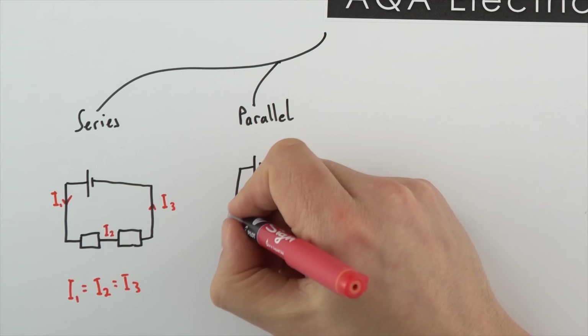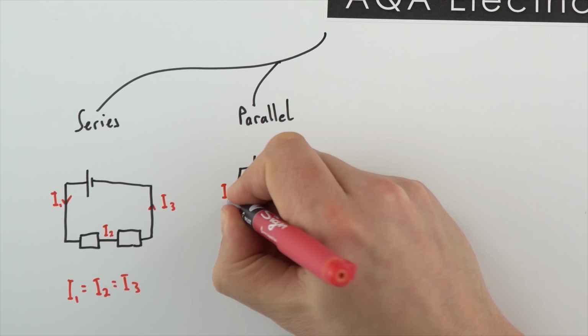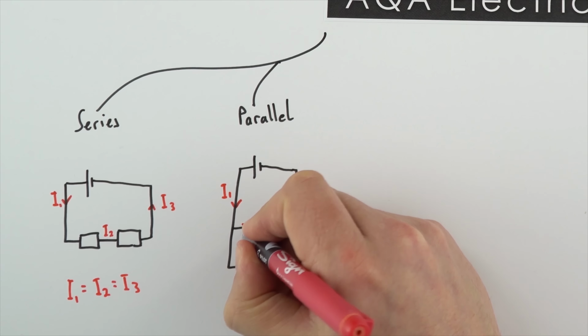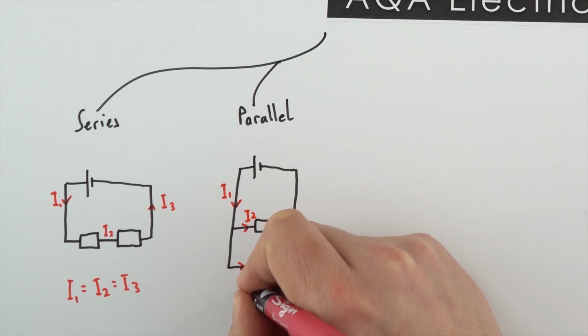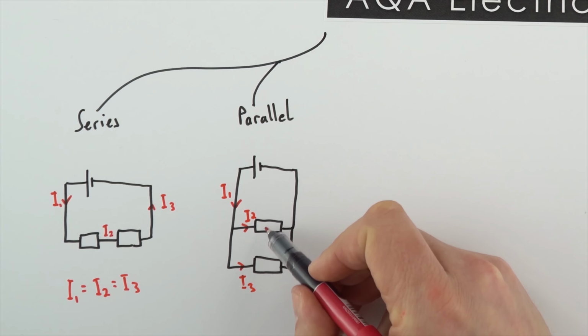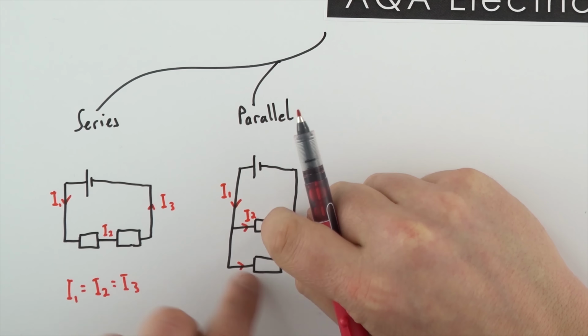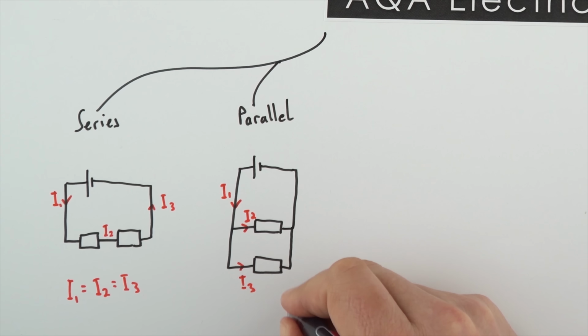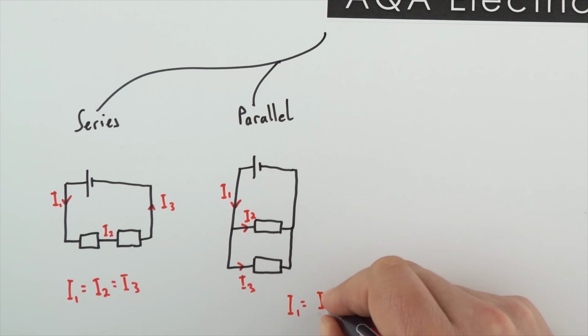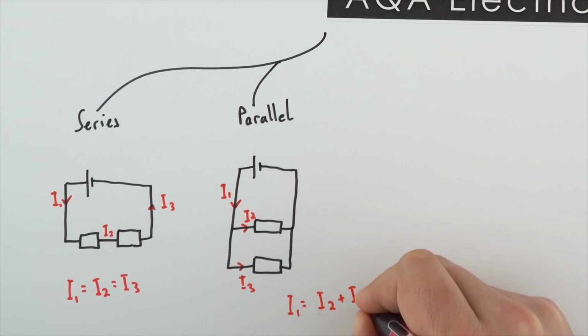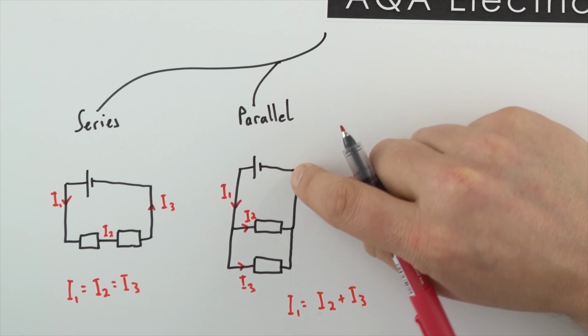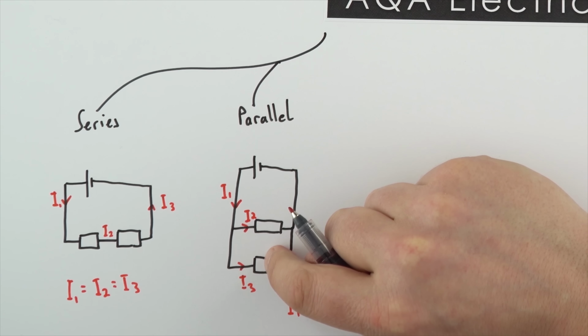In a parallel circuit, if we were to look at I1, which is flowing down here, and we looked at I2 and I3, so that's the current through each resistor, what we find is that the current splits at this junction, and I1 is equal to I2 plus I3. So in a parallel circuit, we have a different current in each part of the loop.